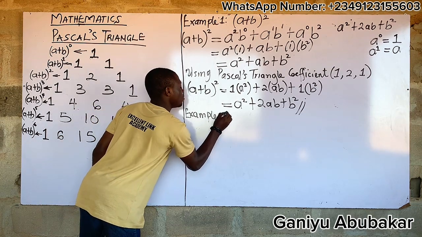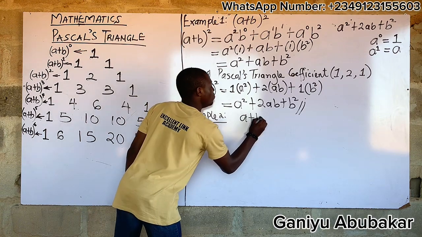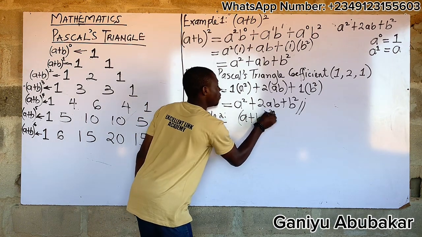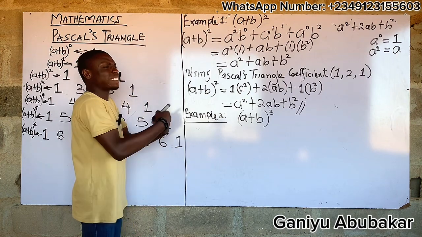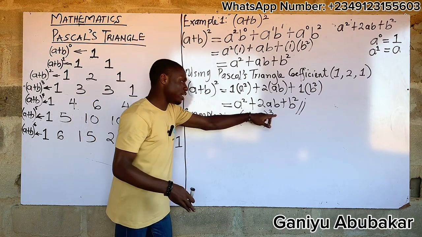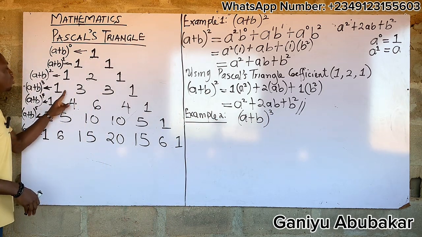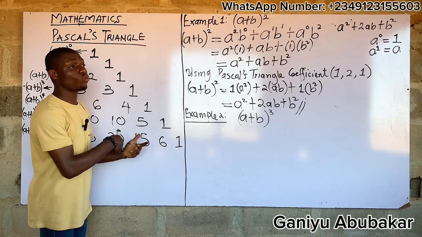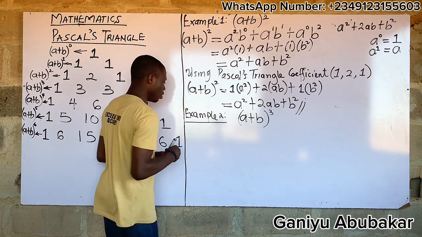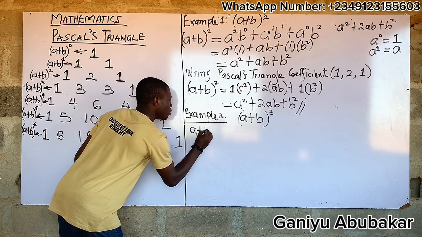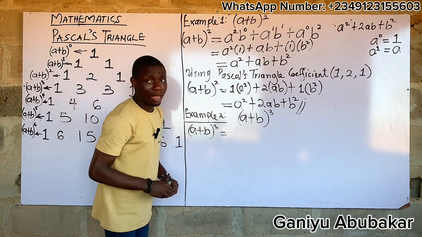Example 2. Let's say I have (a + b)^3, for instance. My first thing, I know that I'm using Pascal's triangle, and my coefficient, this is cube, so I'm using 1, 3, 3, 1 as my coefficient. But before that, let's try to simplify this. If I have (a + b) all cube this way, we said, what's your first priority?